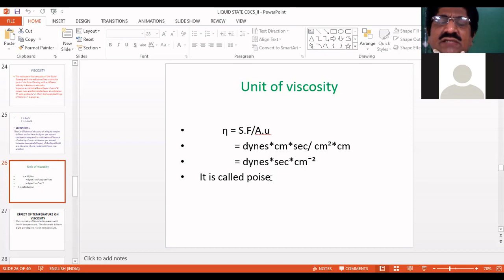The viscosity of any liquid is expressed in terms of poise. It is not always expressed as poise; sometimes it is expressed in dynes seconds per square centimeter also, but generally it is expressed in terms of poise, because this is the name of the scientist called Poiseuille. Earlier, Poiseuille's law and the derivation were in the syllabus. Now this part is not there.